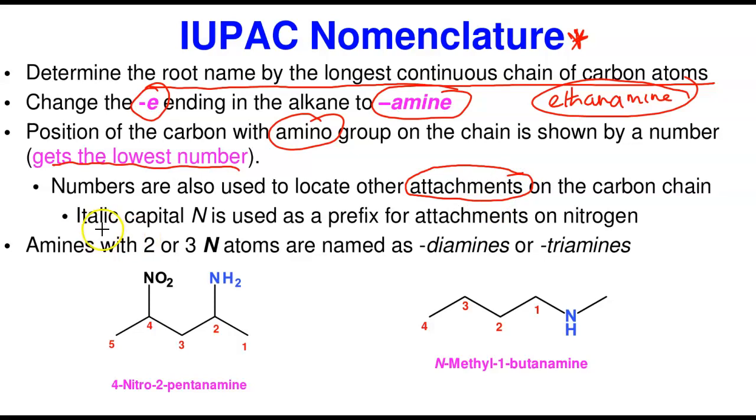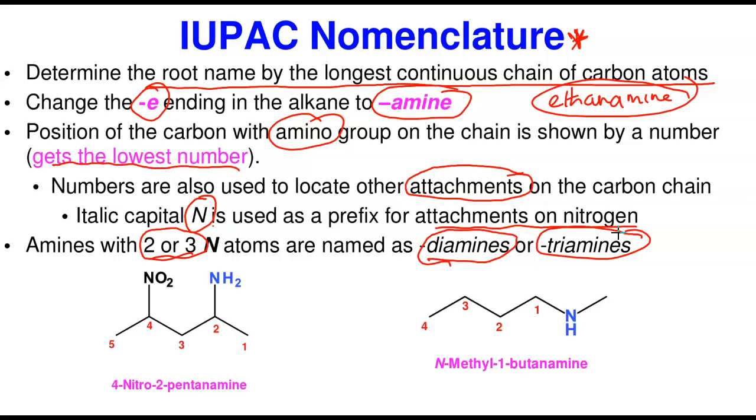Now, italic is used when the attachment is on the nitrogen. How do you name the nitrogen? You just say N. An italic capital N is used as a prefix for attachments on the nitrogen atom. So if there's an attachment not on the carbon but on the nitrogen, you say N-methyl, N-ethyl, depending on what the alkyl group is. And finally, amines that have two or three nitrogens are named as diamines or triamines. At the end of the name you put diamine or triamine. If it is four, tetraamine, and so on.